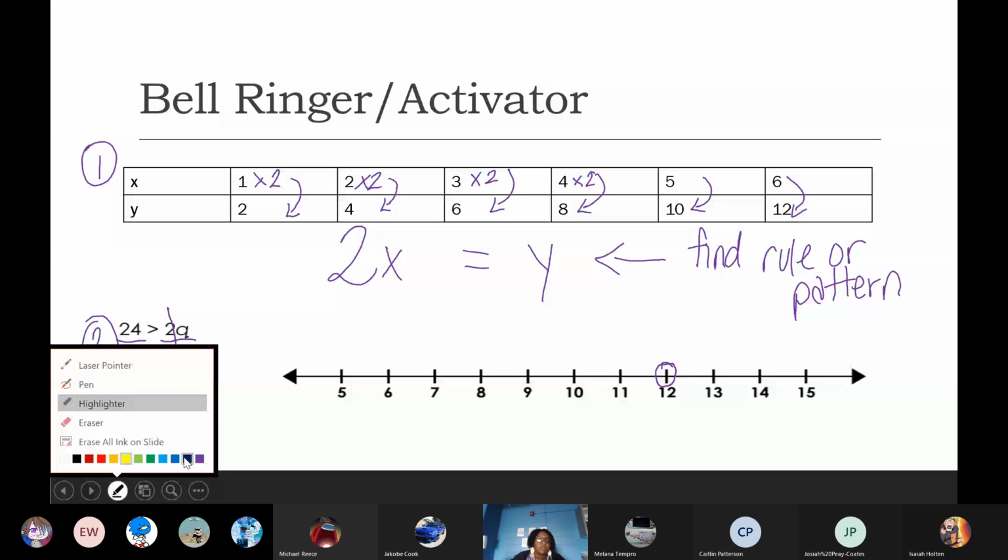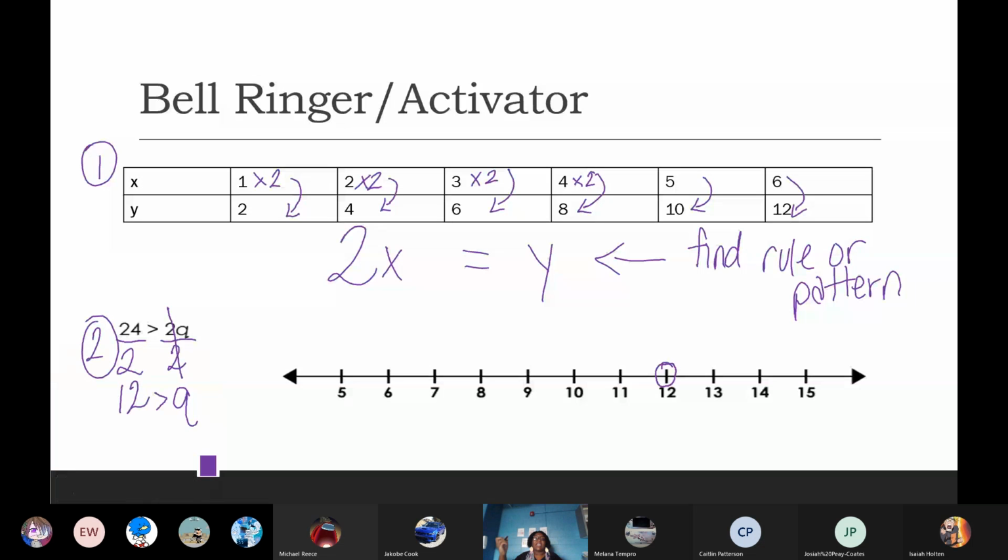Give me a second, let me get my colors right. Why would I do any number less than 12? Why would I shade this way?